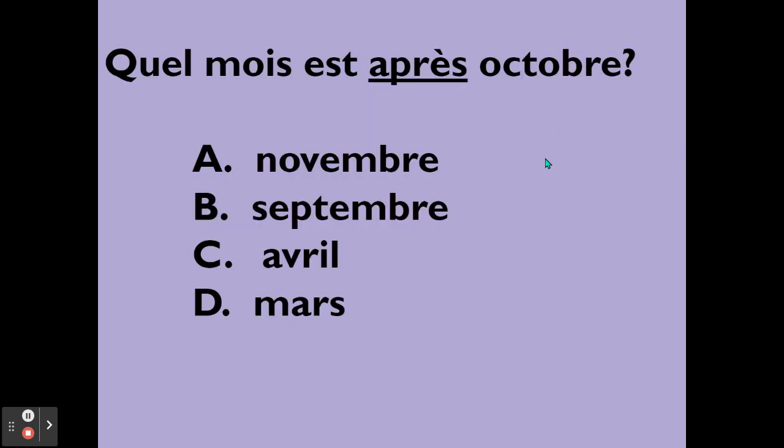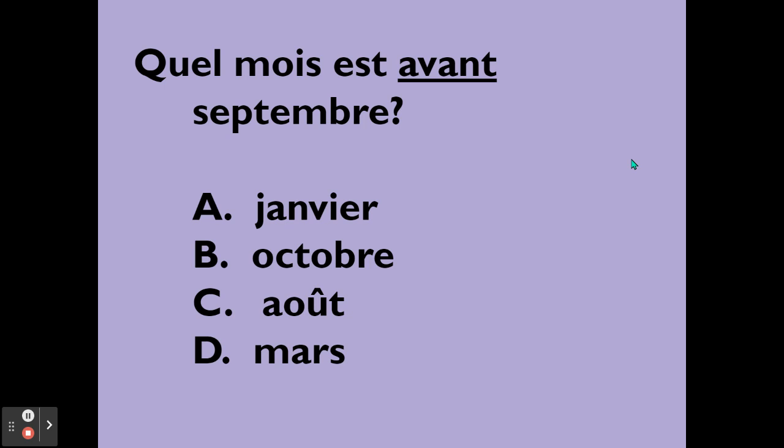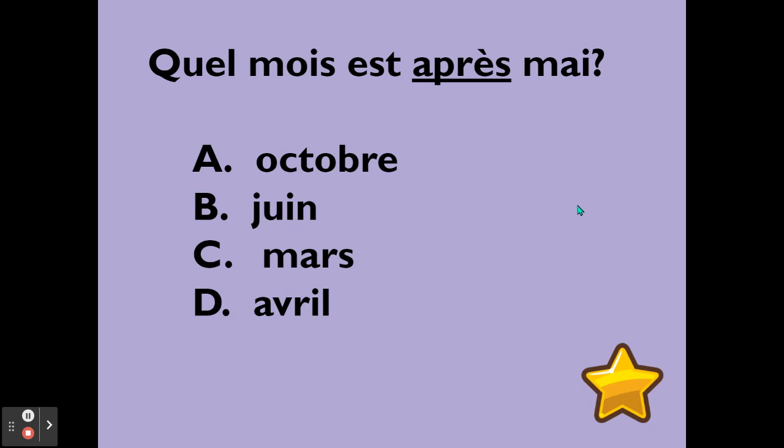In a sample question, quel mois est après octobre? Novembre, septembre, avril, mars. So après is after. Novembre. Quel mois est avant septembre? Do you remember what avant means? Before. So janvier, octobre, août, mars. Août is before septembre. All right, here's one for your Edpuzzle.